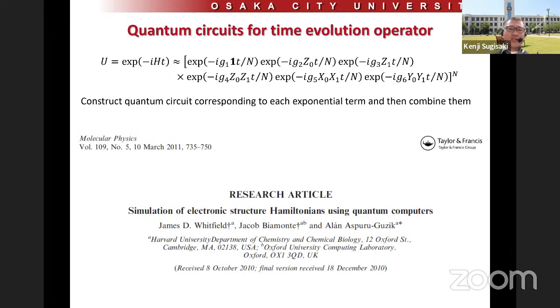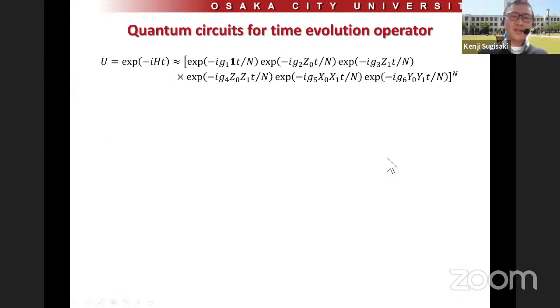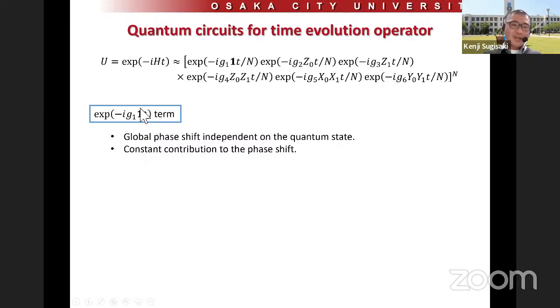An approach to construct the circuit corresponding to the time evolution operator is summarized in this paper. Anyway, let us think about the construction of the first term. In this case, the inside of the exponential is just G1, which is just a constant times the identity operator, and t is just a time. So this term causes just a global phase shift. The global phase is independent of the circuit.